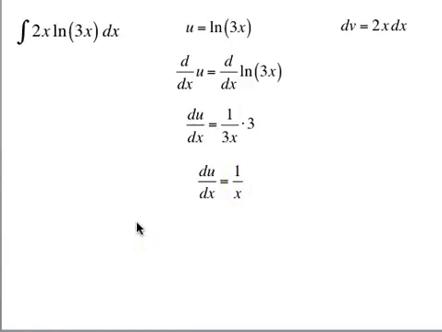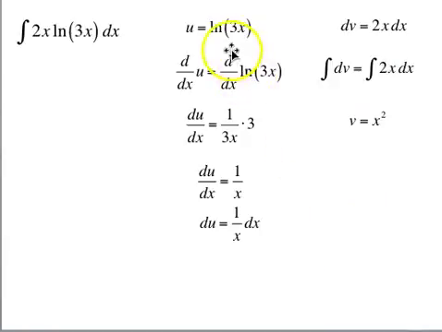And 3 divided by 3x, of course, is just 1 over x. And we need du, so multiplying both sides by dx, we're going to say that du is 1 over x dx. So we have du. Now, dv is 2x dx. We need to get v. We will do that by integrating both sides. So the integral of dv is the integral of 2x dx. Integral of dv is v. Integral of 2x dx is x squared. So we have u, dv, du, and v. We have everything that we need to set the problem up using integration by parts.